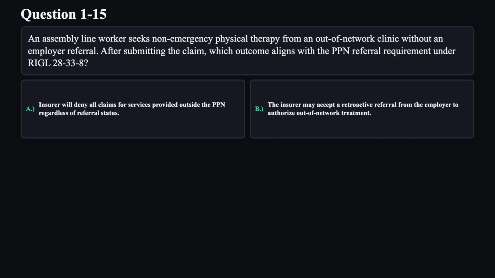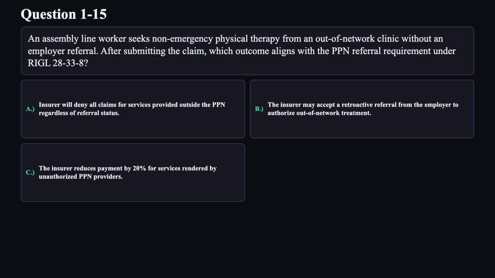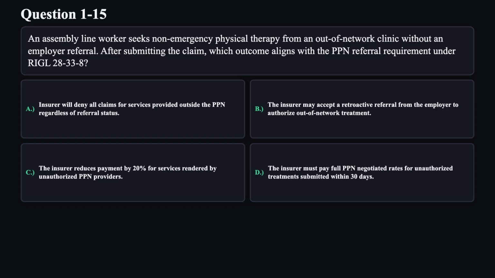B. The insurer may accept a retroactive referral from the employer to authorize out-of-network treatment. C. The insurer reduces payment by 20% for services rendered by unauthorized non-PPN providers. D. The insurer must pay full PPN negotiated rates for unauthorized treatments submitted within 30 days.